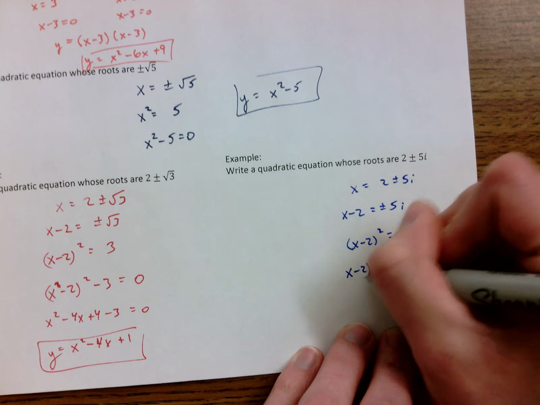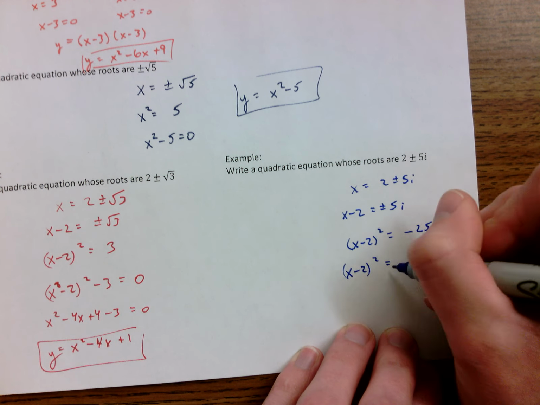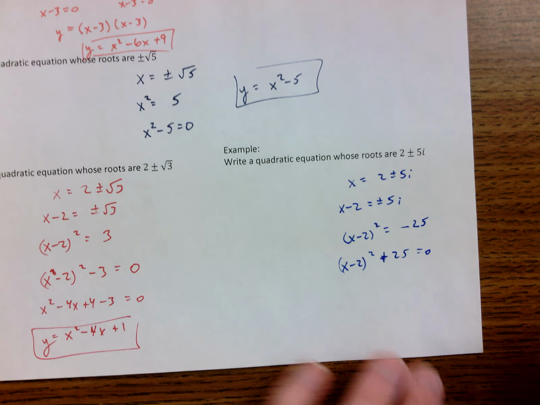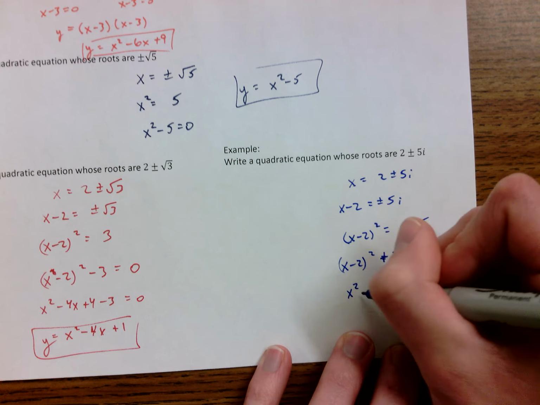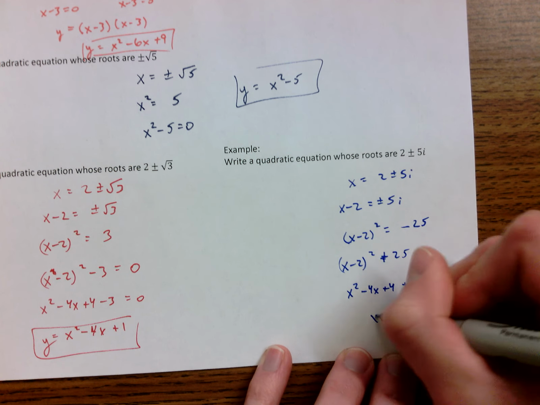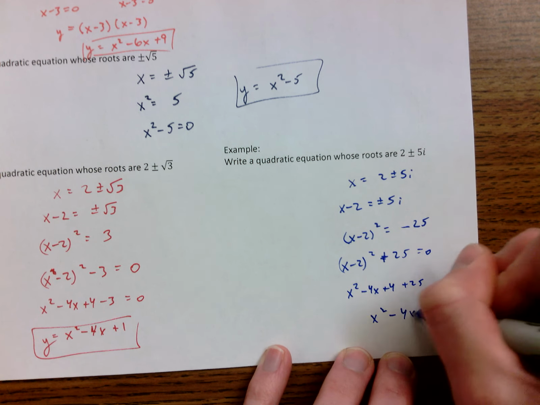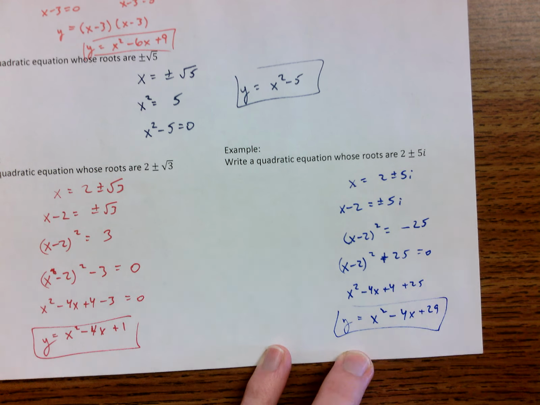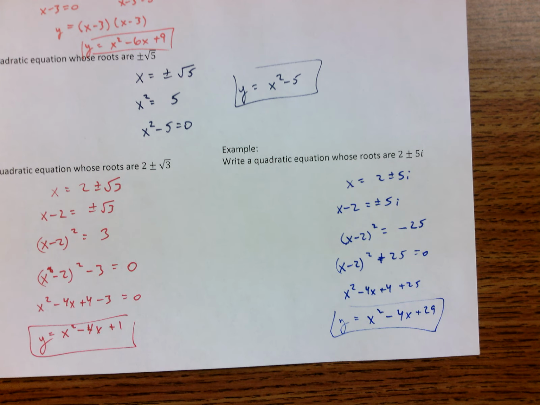So then it would have been x minus 2 squared, plus 25 equals 0, right? And then we'll just clean that up a little bit. That's going to be x squared minus 4x plus 4. So x squared minus 4x plus 29 is going to be my function. And there we go.